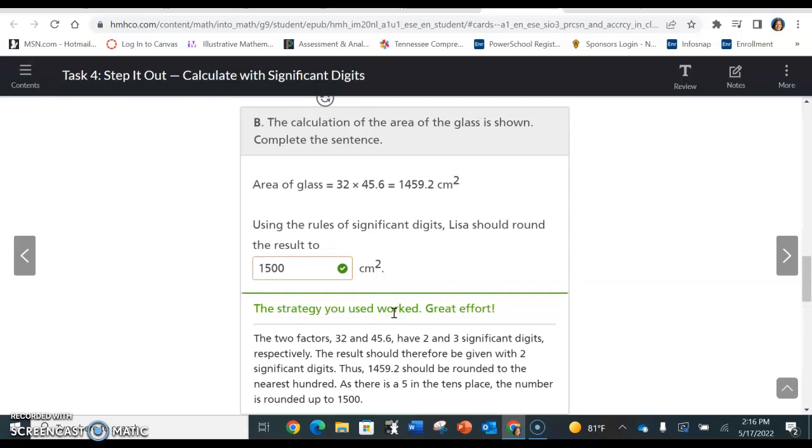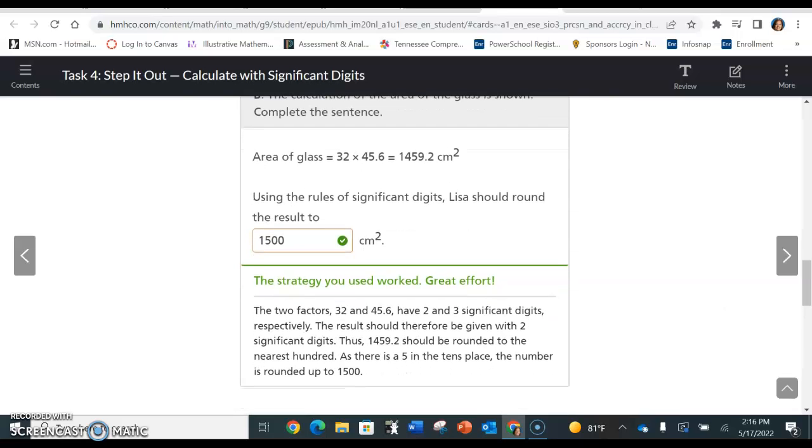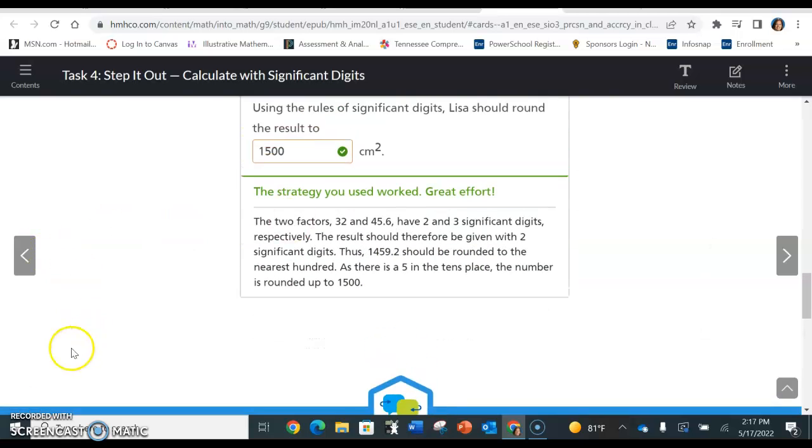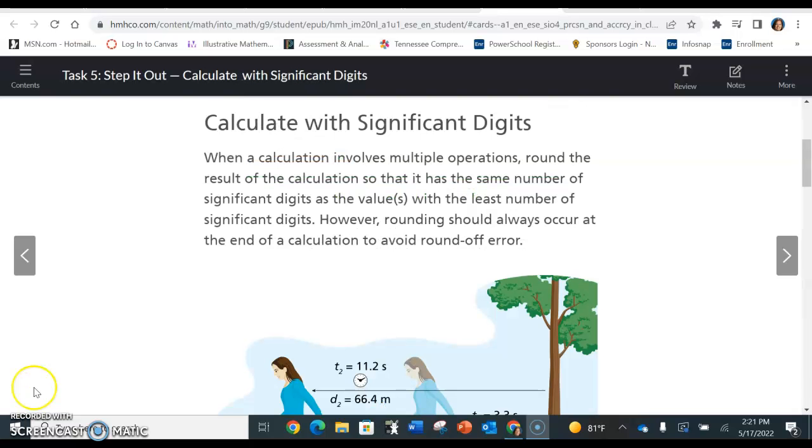32. So it's a little tricky when you get to things like that, because you think, well, that's the exact area. That's the best answer. Right now, we're not exactly looking for the best answer for the area. We're just looking at how to apply the rules of significant digits. All right, so that is all for task 4. If you have any questions, let me know.